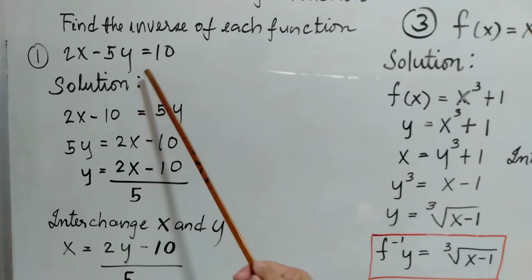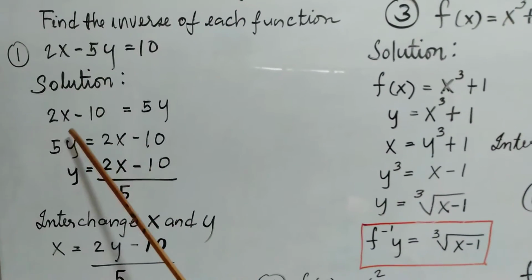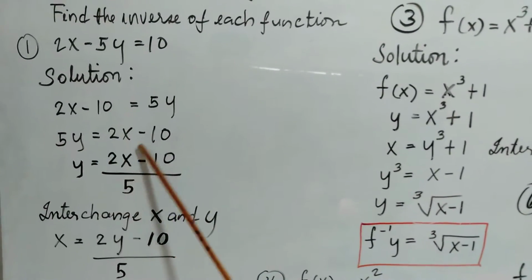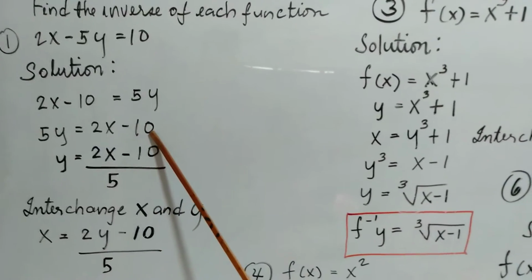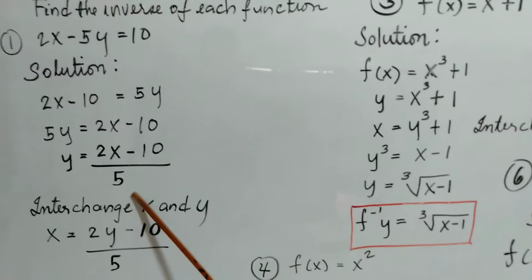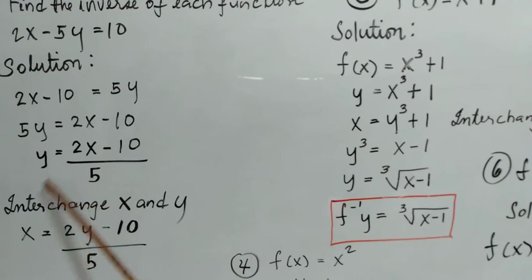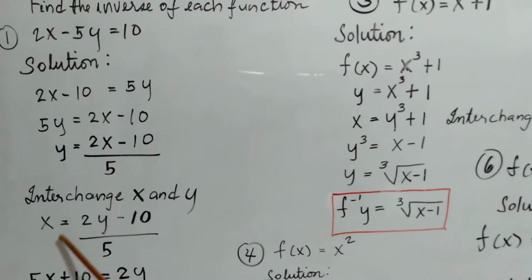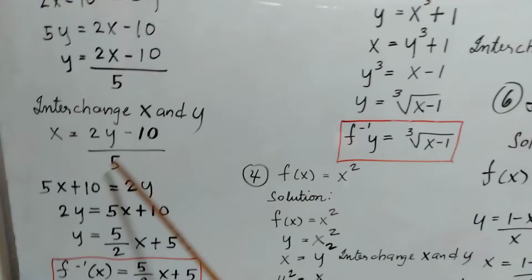We will write this as we transpose 10 and separate x and y. So 2x minus 10 is equal to 5y. And then 5y is equal to 2x minus 10, and we divide both sides of the equation by 5. So we're going to get y is equal to 2x minus 10 over 5. And then we interchange x and y, so y becomes x, and this x here becomes y. So x is equal to 2y minus 10 over 5. And we multiply both sides of the equation by 5.